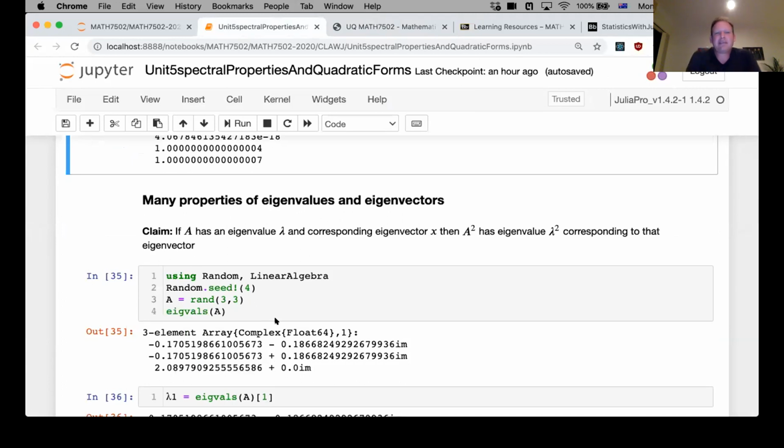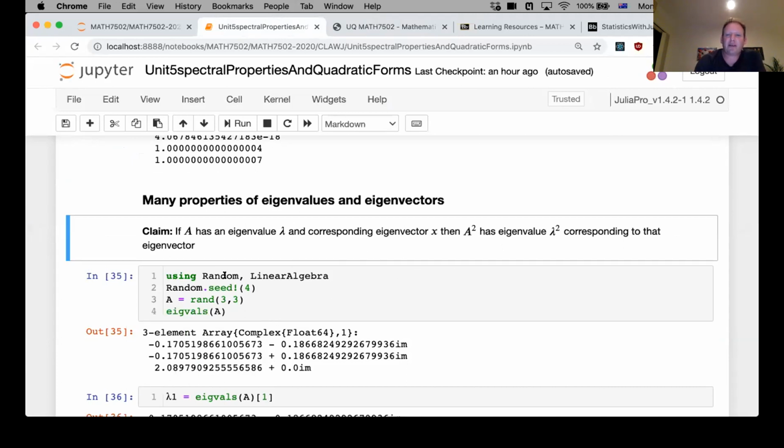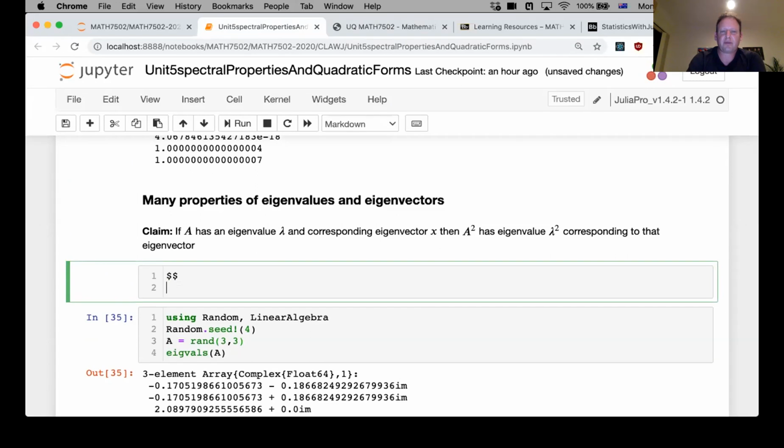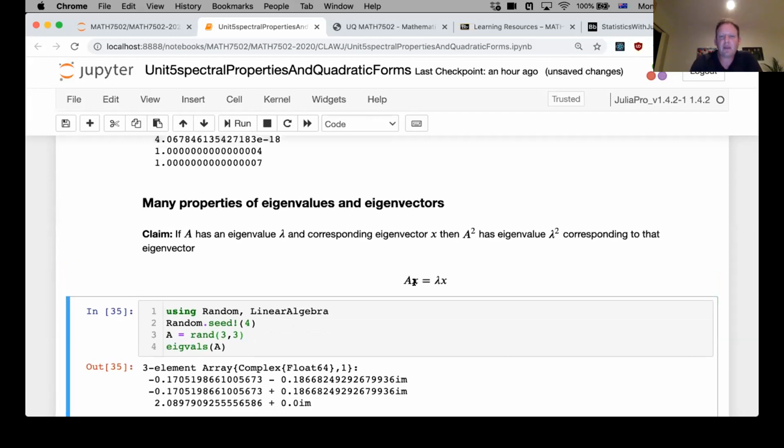All right, many more properties of eigenvalues and eigenvectors. So if A has an eigenvalue lambda and corresponding eigenvector x, then what happens to A squared? Here you've got a new matrix A squared. For all these properties, just remember Ax equals lambda x, the defining property. So take this and multiply it from the left by A, on both sides of the equation.